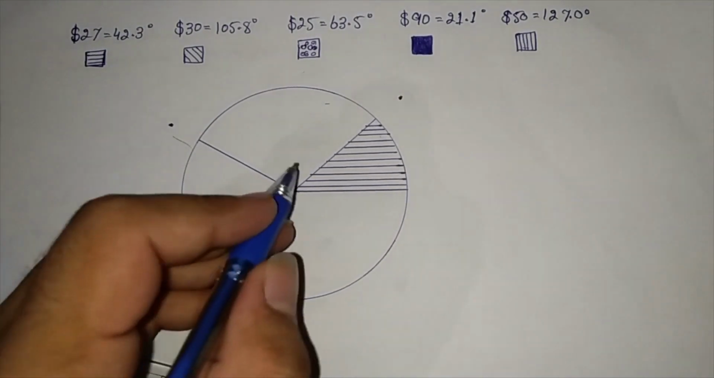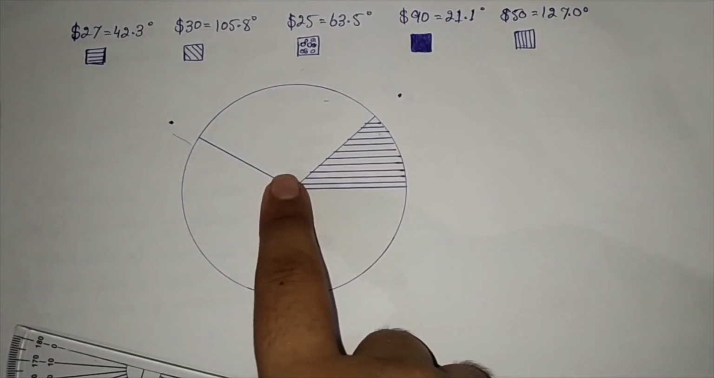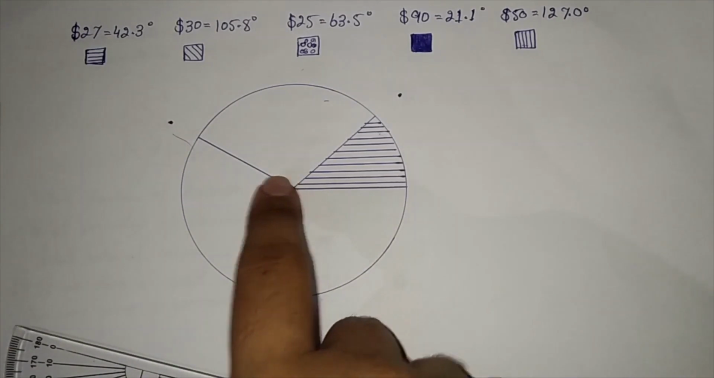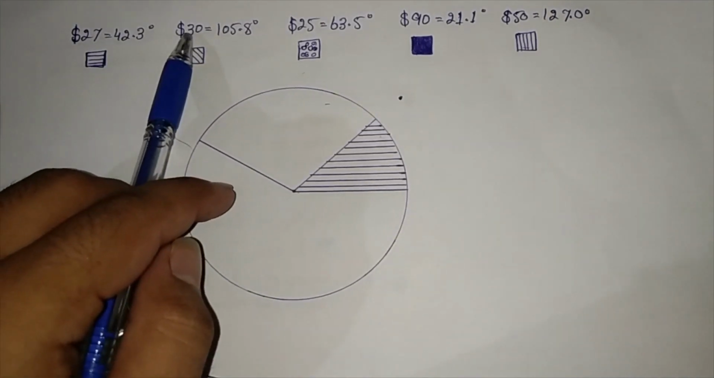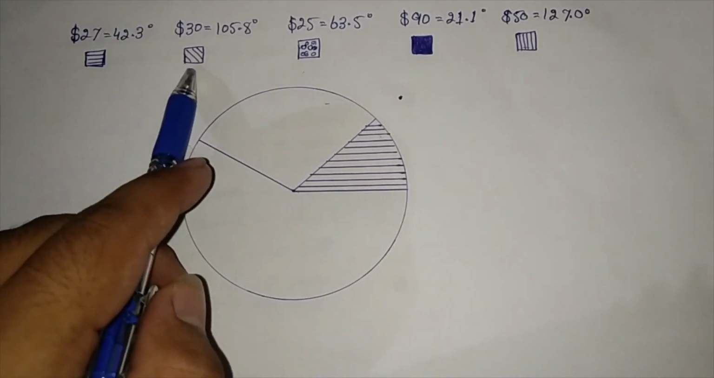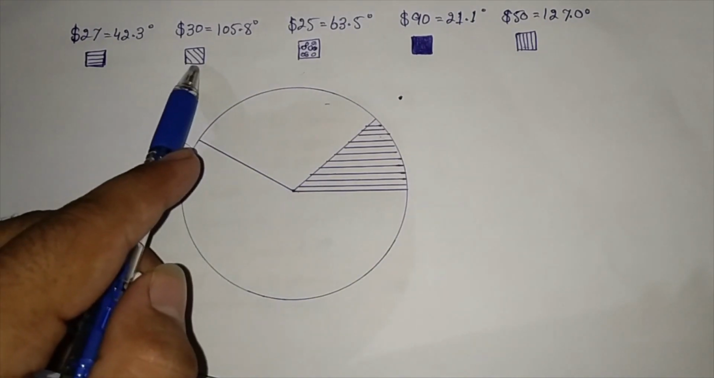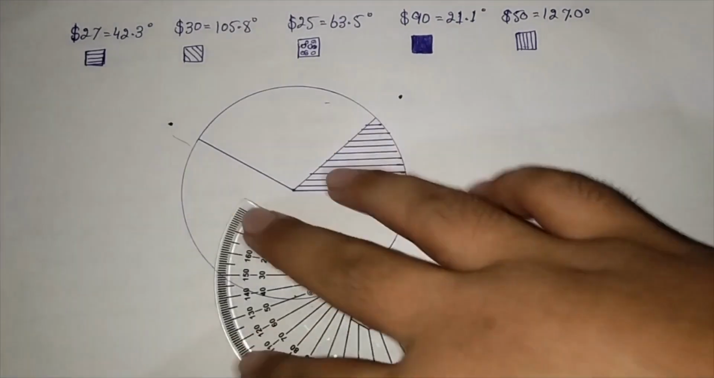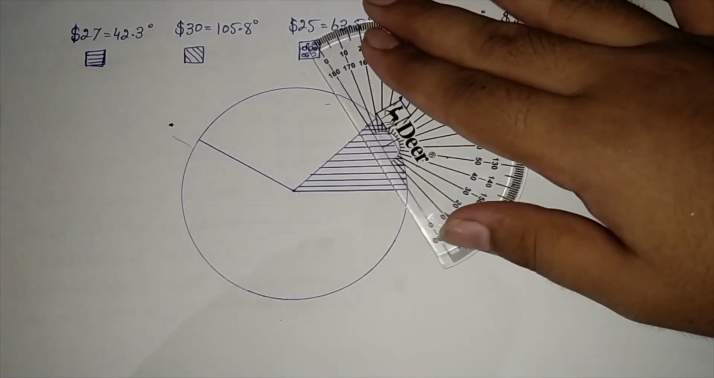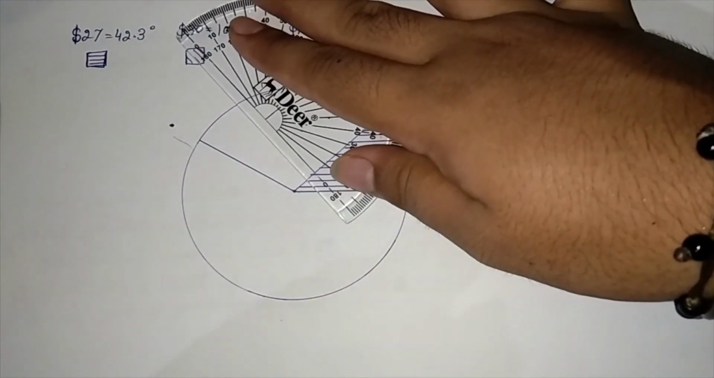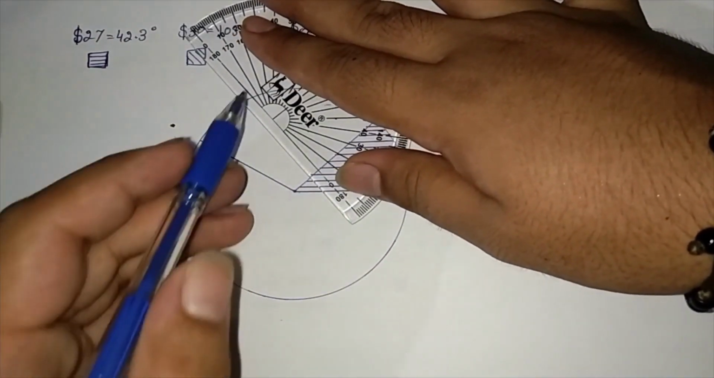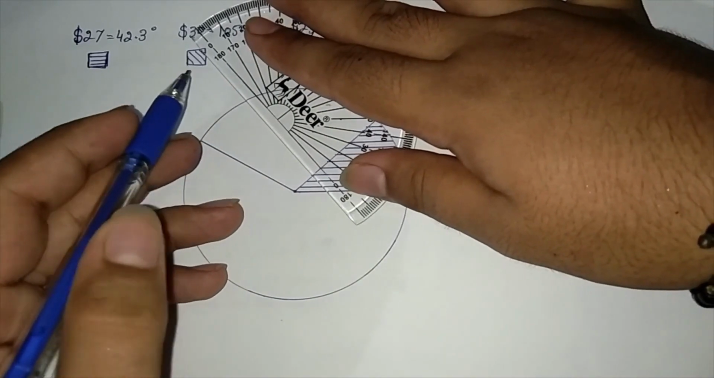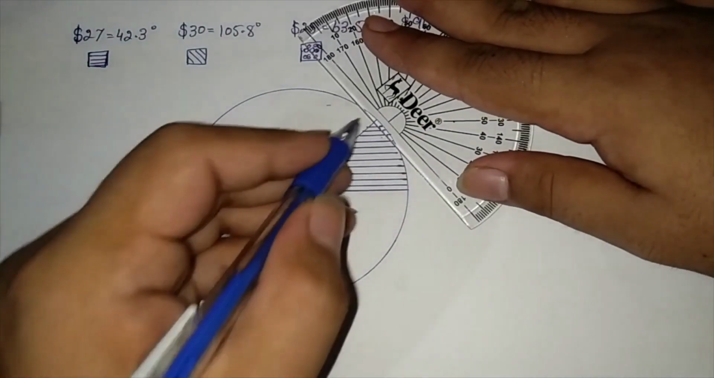All right, so here we have 106 degrees of this category. It means that I will represent this category by this type of lining, this type of tilted lining. You can see, tilted lining. So let's draw.